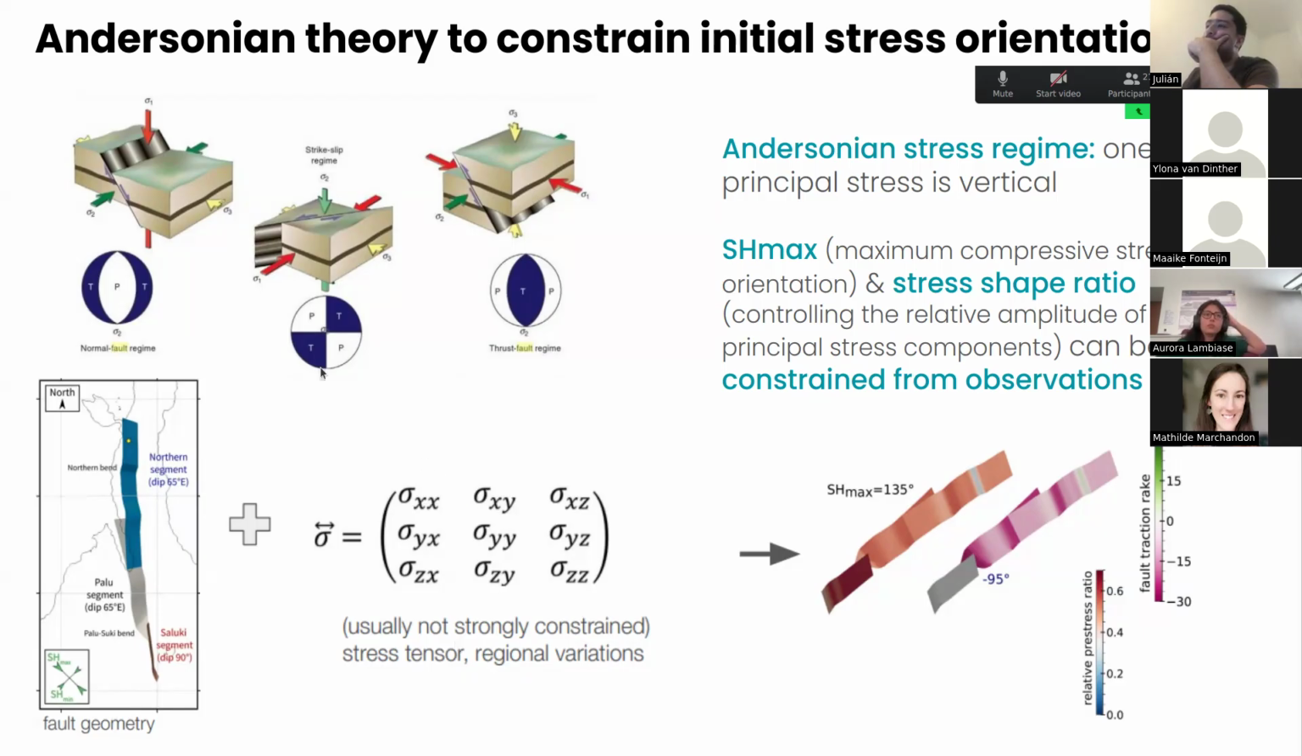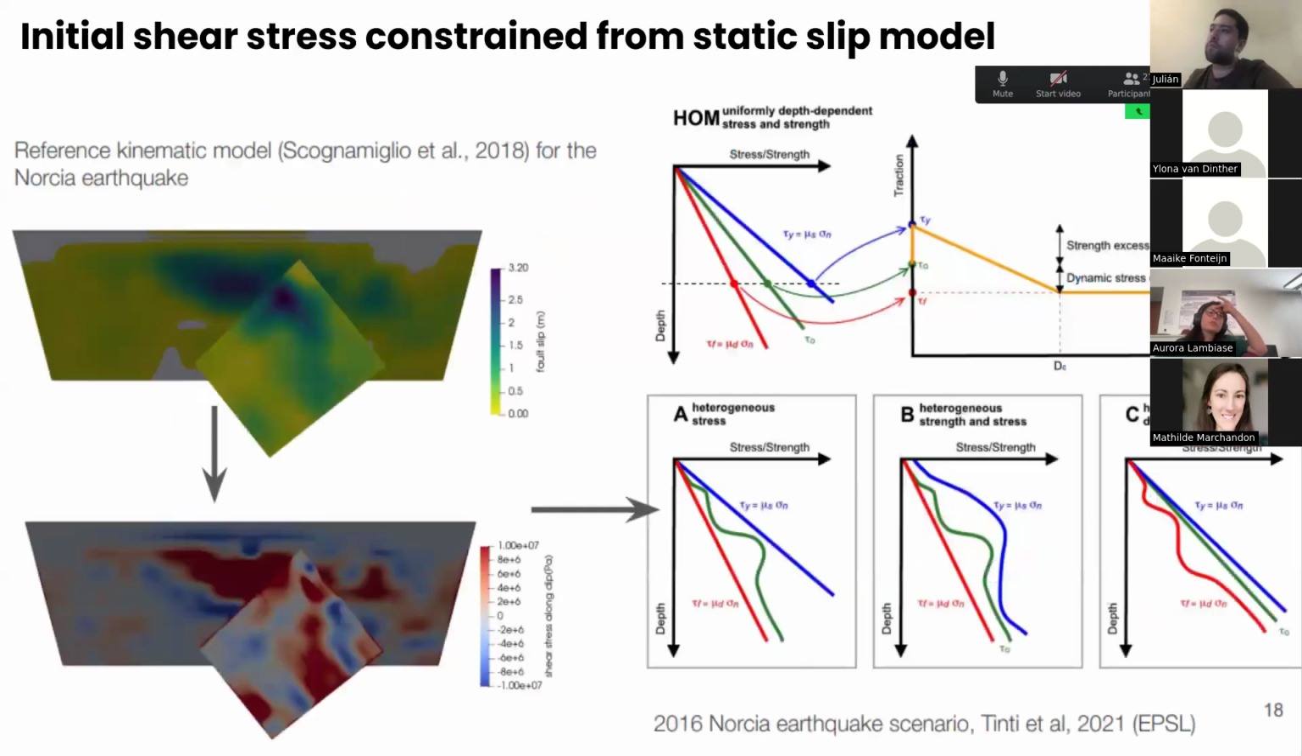Once we have our stress regime fully oriented, we can compute the full stress tensor. And if we have a non-planar geometry within a homogeneous Andersonian stress regime, then we end up with inhomogeneous initial stress on the faults. Then we set the deviatoric stress amplitude to get the right size of earthquake that we want to simulate.